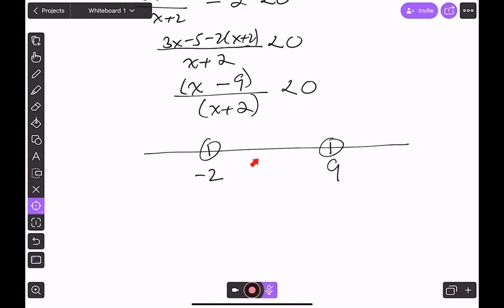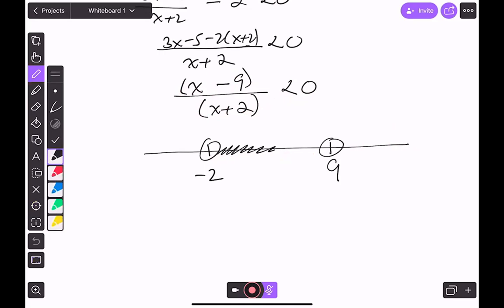Let's go between minus 2 and 9. A good test point to choose would be 0. You get negative on top, positive on bottom. You get negative overall. And negative numbers are certainly less than 0. So I'm going to shade this in now.